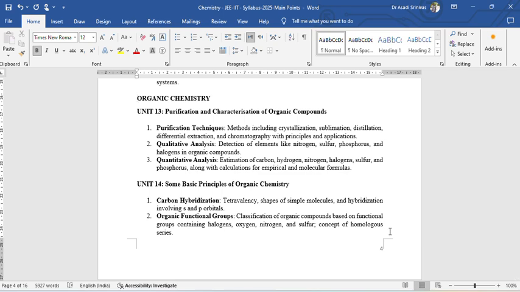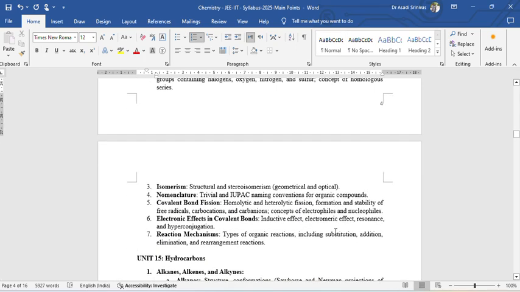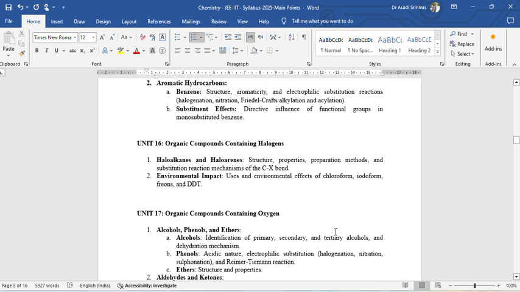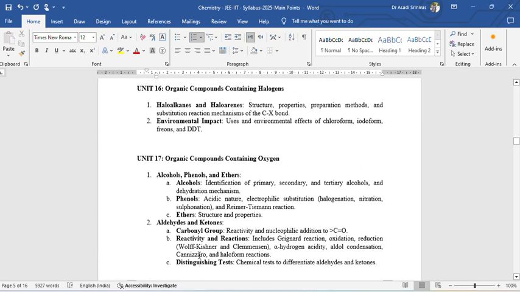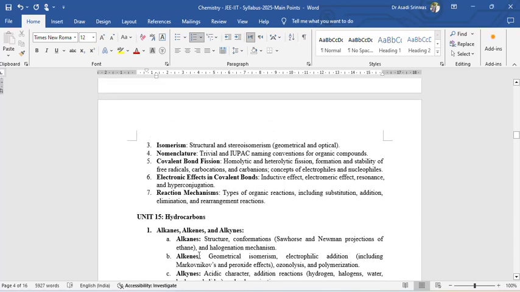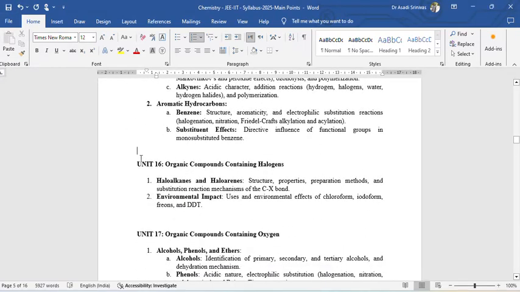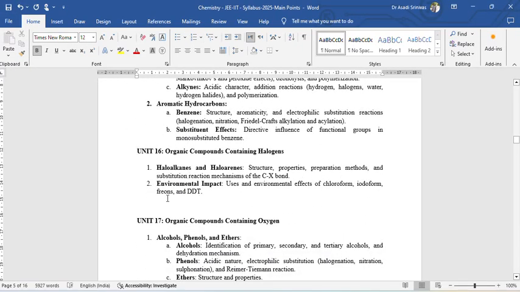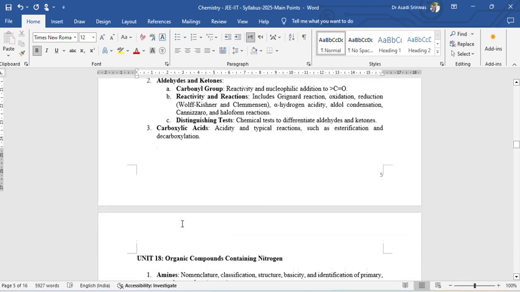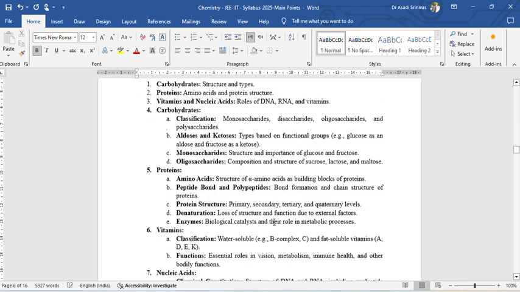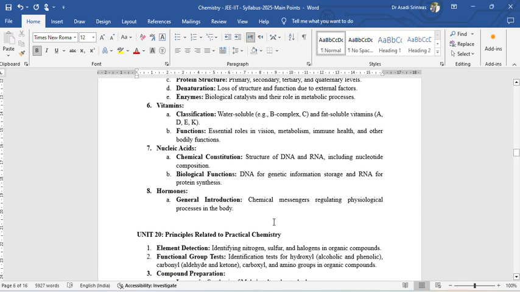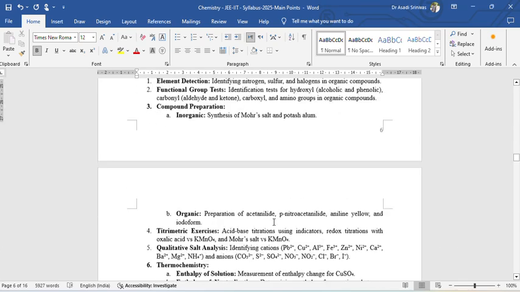Then qualitative analysis of the compounds. To detect whether any element is present or not is a qualitative test, mainly in the syllabus for nitrogen, sulfur, phosphorus, and halogens like fluorine, chlorine, bromine. These organic compounds can be tested for whether these elements are qualitatively present or not. Next, quantitatively, that means estimation of carbon, hydrogen, nitrogen, halogen, sulfur, and phosphorus, along with calculation of empirical and molecular formulas. You can find these out quantitatively.